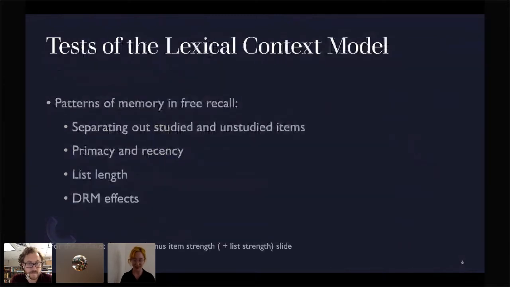One of the nice things about this is we can actually test a wide variety of phenomena that we know occur in episodic memory tasks. First, I'll show you that our model, with a couple of simple additional metrics, can filter out studied from unstudied items. I'll then show you the canonical primacy and recency effects that the model is able to capture, as well as list length and DRM effects.